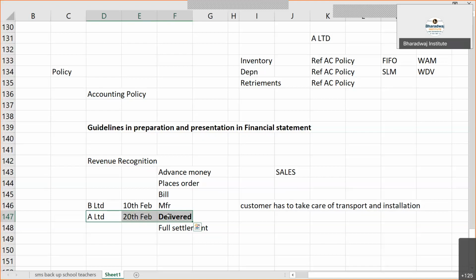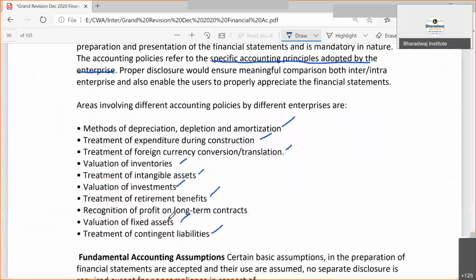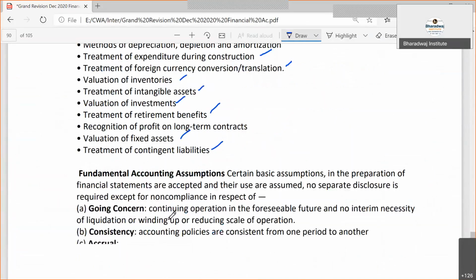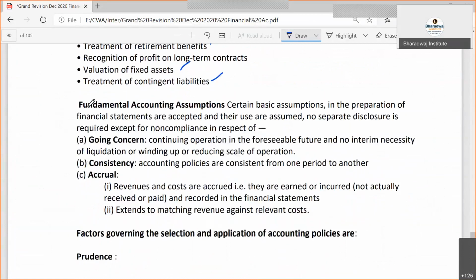In some showrooms, they will tell you that, okay, we will pack it and give it, and it is up to you to take the delivery and transport, etc. In such a case, once the goods are packed and the bill is given, the sale can be recognized. So this is called accounting policy. Every company should have an accounting policy. Okay. What are the fundamental accounting assumptions? This can be tested in theory. What are the fundamental accounting assumptions that you have to make while developing an accounting policy?